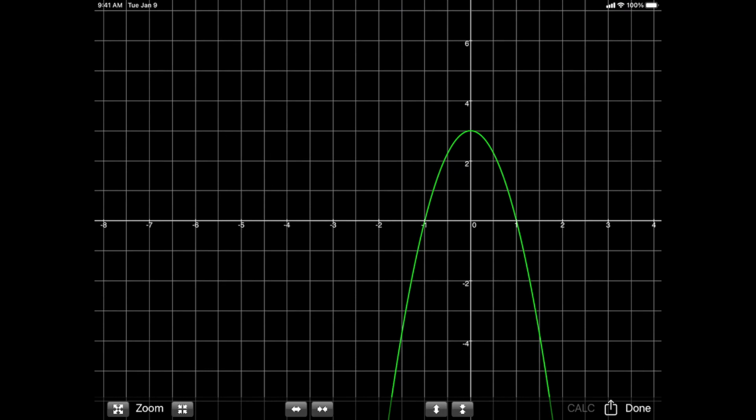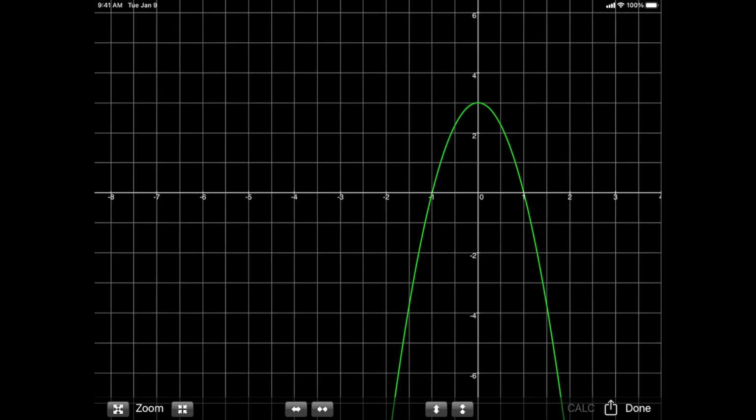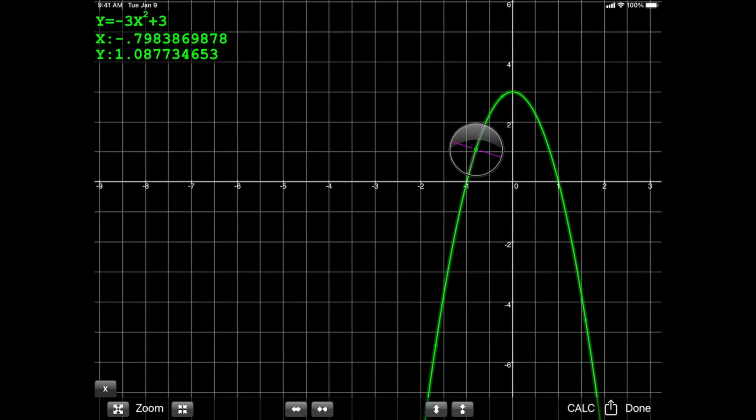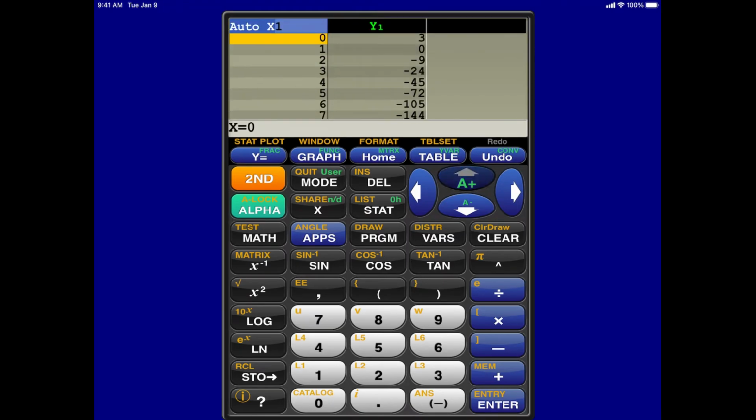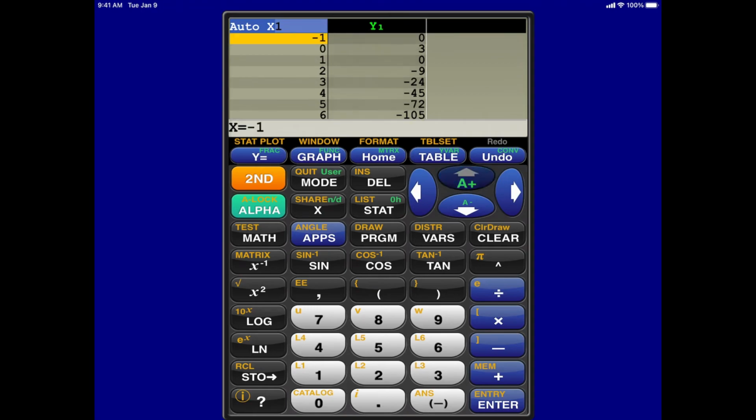Now, you can also use the trace function. The nice thing with my iPad is that I can just put my finger on it, and I'm looking for the word zero. And it kind of locks in for you at negative 1 and at 1. For the table, let's go to second table set, and let's start at a whole number. Second table. And so then I'm looking for those numbers. There's 1, 0, and negative 1, 0.